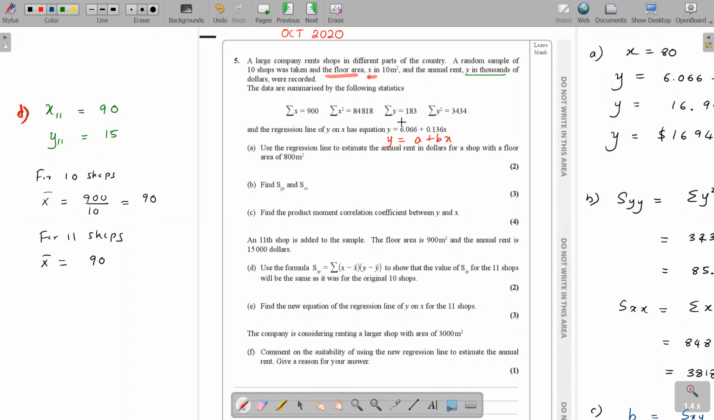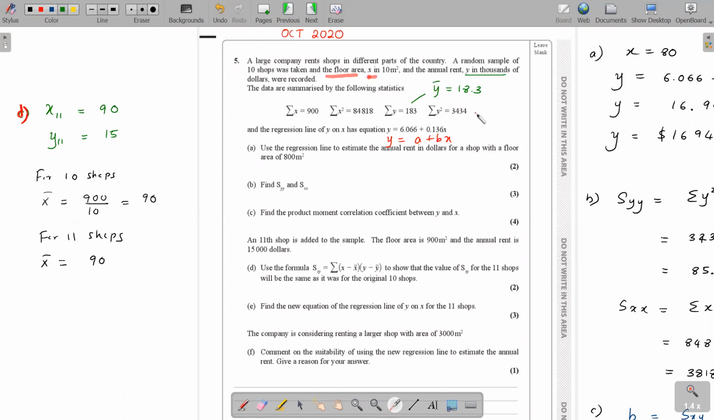Your sigma Y is 183. When you divide by 10, the previous Y bar is 18.3. But for the new Y bar, the new Y you are adding, Y11, is 15. Are you getting what I'm saying? Now you are adding a value, 15, which is lower than the existing Y bar. So definitely the new Y bar will decrease, because you're adding a value lower than the existing mean. So the Y bar value for the 11 shops will decrease.